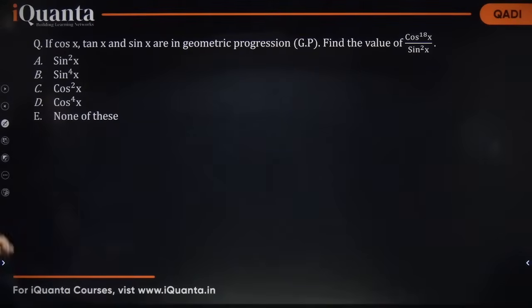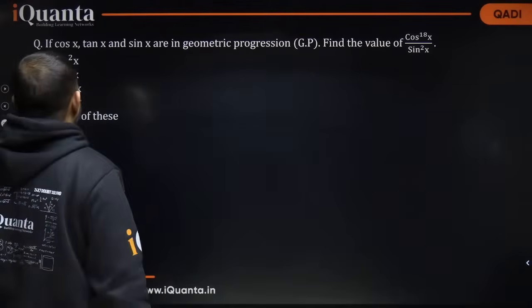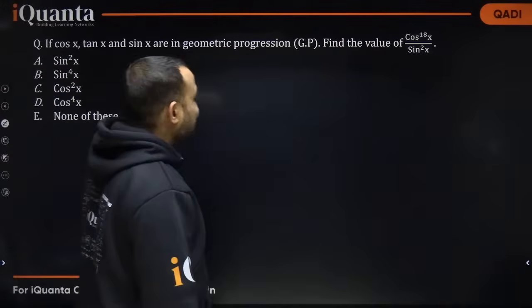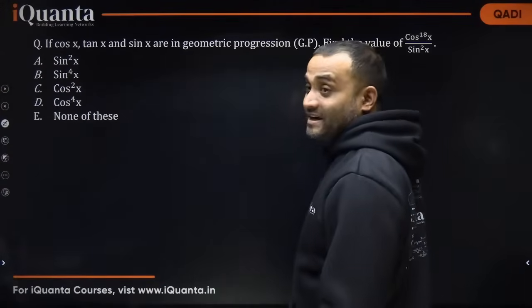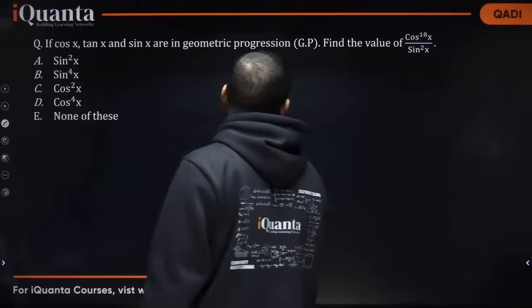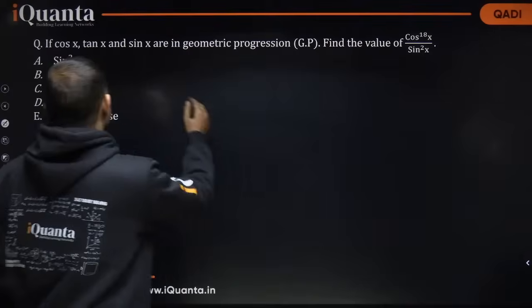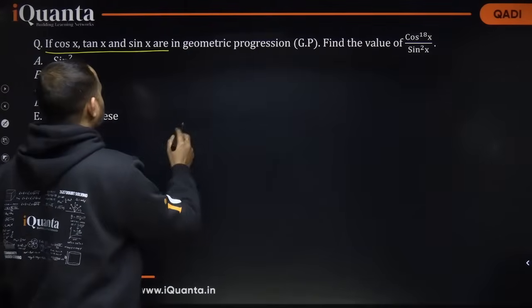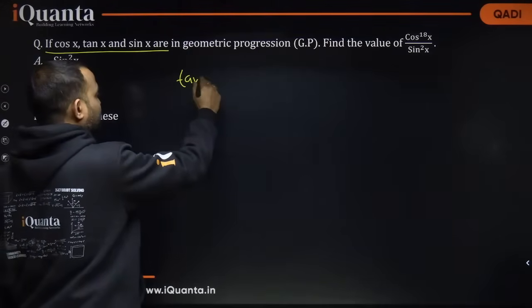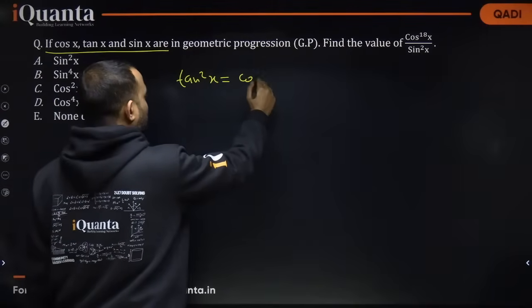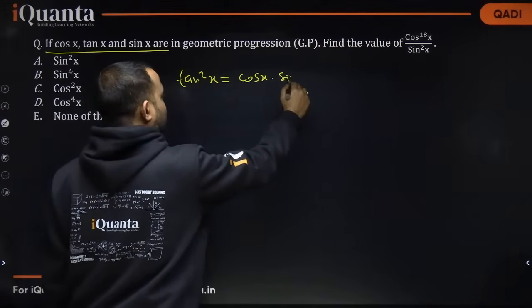Option B. If cos x, tan x and sin x are in geometric progression, find the value of cos 18x divided by sin square x. So if these are in geometric progression, what we can say, that tan square x is equal to cos x into sin x.